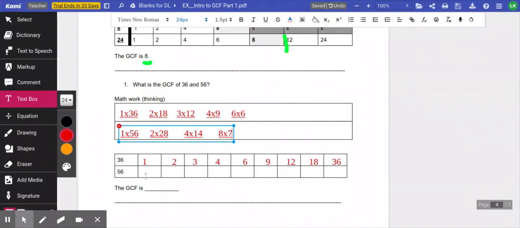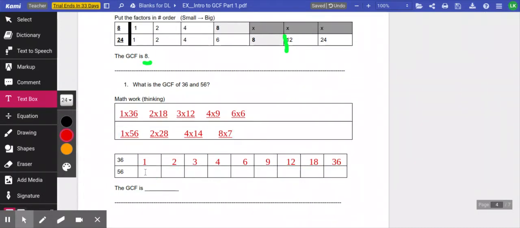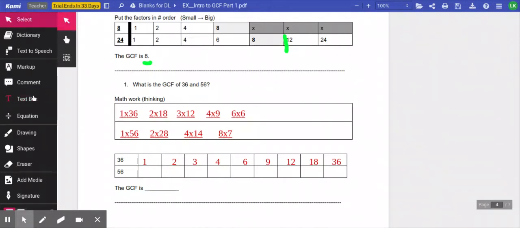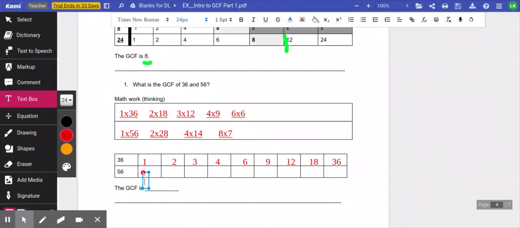All right, and let's write them out. Okay, so just like before, we had 1, 2, 4, 7, 8, 14, 28, and 56.